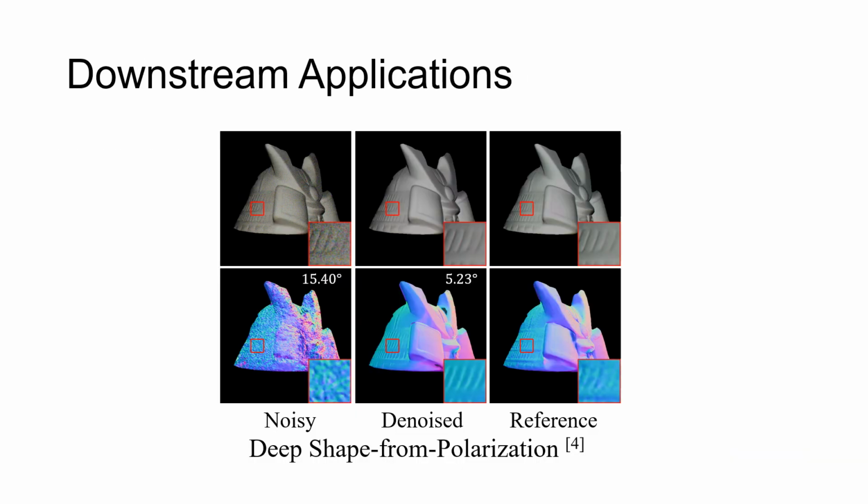At last, we demonstrate the effectiveness of our denoising approach by feeding a noisy and a denoised polarization image into a 3D shape reconstruction network. As illustrated in the figure, compared with the noisy input, the 3D normal reconstructed with our denoising process contains a more detailed structure and accurate shape.